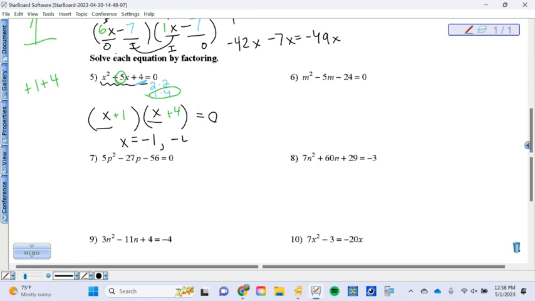And negative. That's it. You have to do the opposite of the ones in the parentheses. That's basically it. You don't add them. Right? You take x plus 1 equal to 0, minus 1, x equals negative 1, and x plus 4 equals 0, minus 4, x equals negative 4.